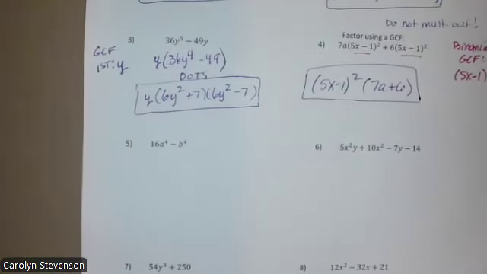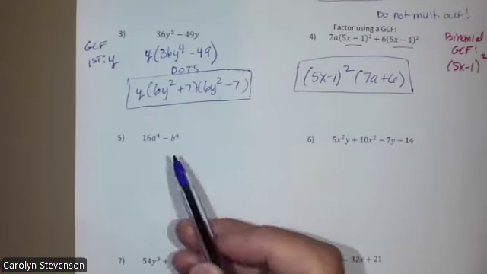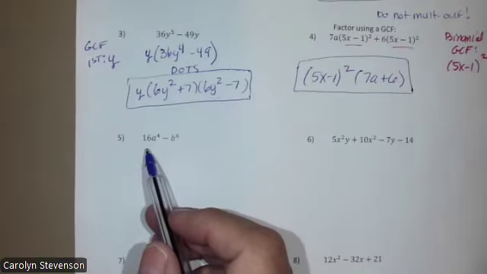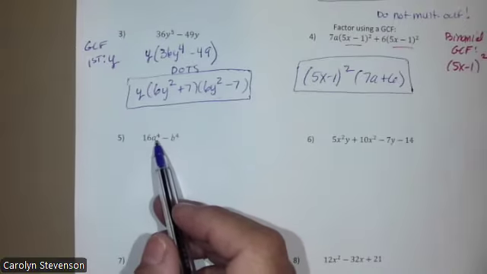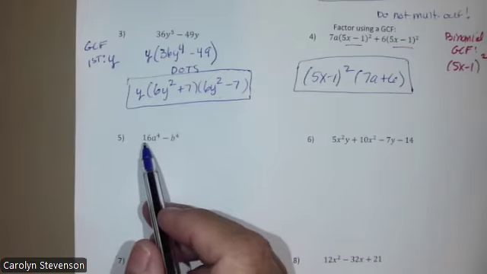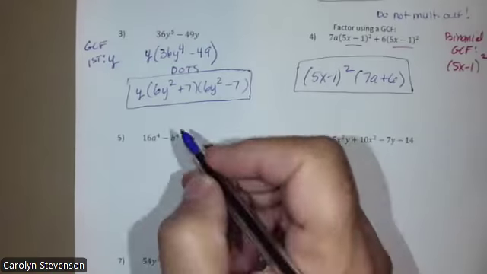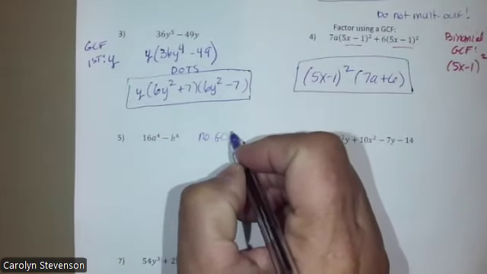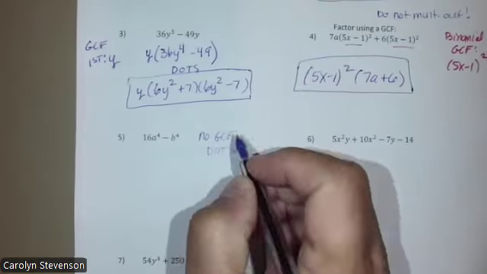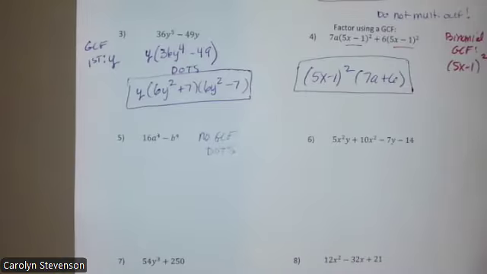Number 5. 2 terms. You got a 16 in there, which is a perfect square, and you have to the power 4 here, power 4 there. So there's no GCF here, but it's simply straight up, it's a difference of 2 squares problem.